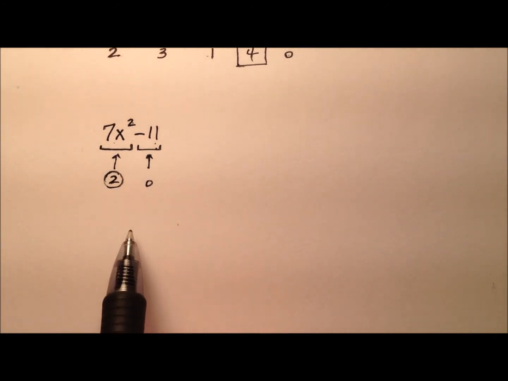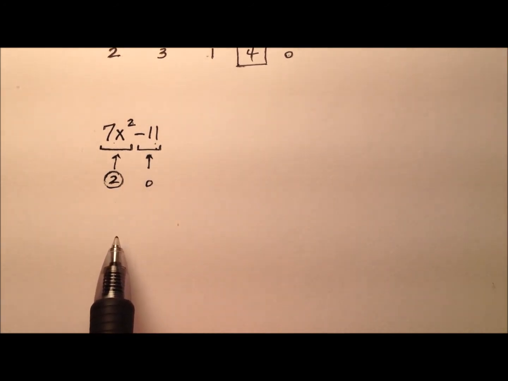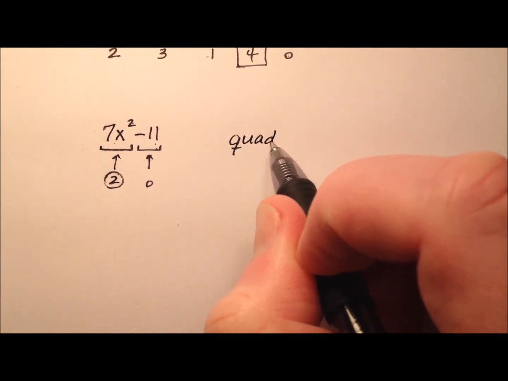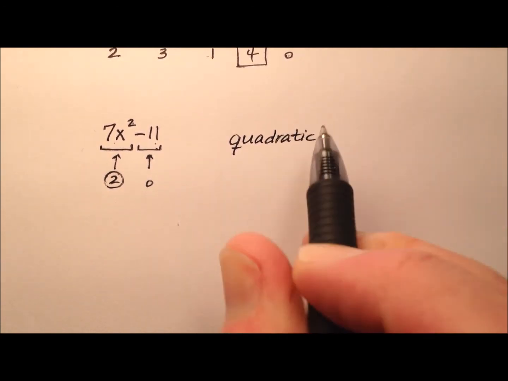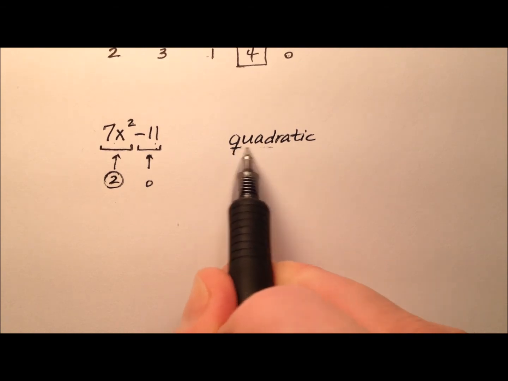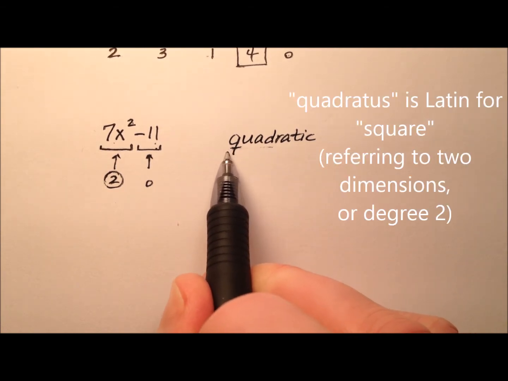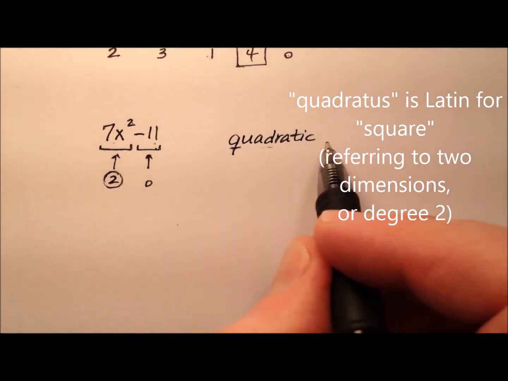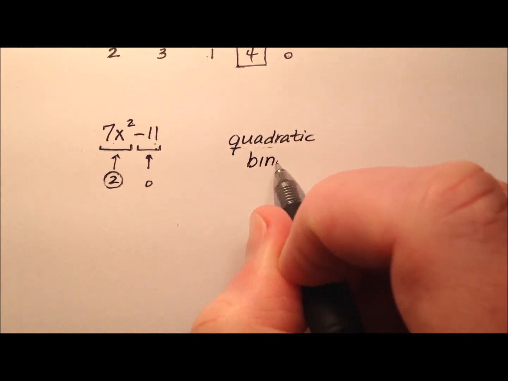So degree 2, what was the word associated with degree 2? Well, that was quadratic. And let's not confuse, I know quad looks like 4, but I believe this is a Greek prefix, and it's actually quadra, which means 2. So this is a quadratic binomial.